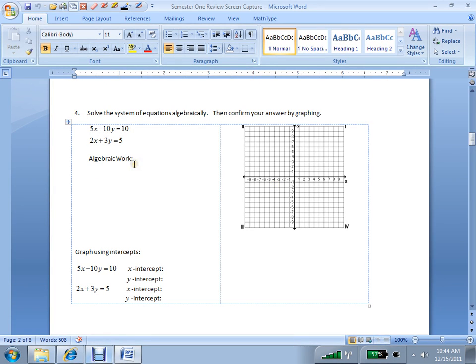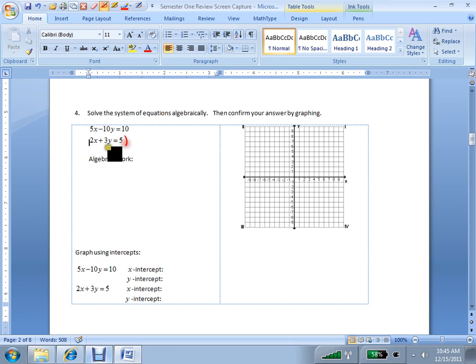Let's start by solving this system of equations using algebra. I'm going to use combination. So I'm going to want to eliminate my x when I combine. So I'm going to multiply this equation by -5. I'm going to multiply the first equation by +2. Then, when I combine, I will be able to eliminate the x.